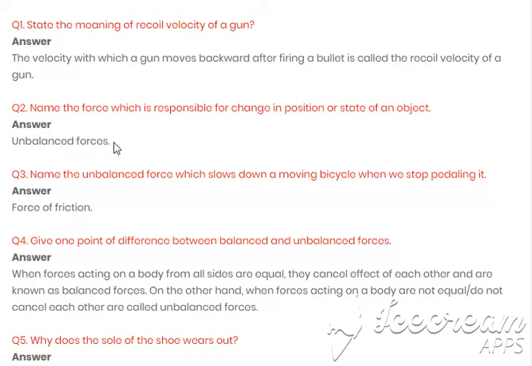Name the force which is responsible for change in position or state of object. We have discussed two forces. One was balanced, another was unbalanced. So in this case, the answer would be unbalanced force. The force responsible for changing position. Name the unbalanced force which slows down a moving bicycle when we stop pedaling it. Answer is force of friction.